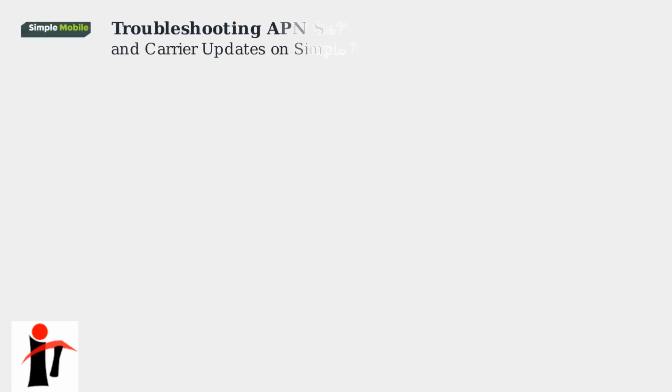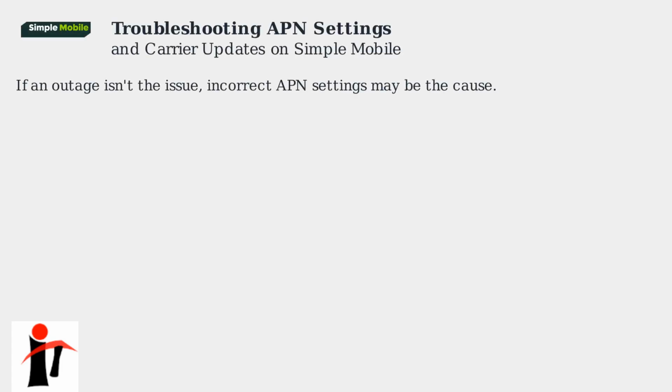If an outage isn't the culprit, incorrect APN settings are a likely cause. APN settings are how your phone connects to Simple Mobile's network for data. These settings vary based on whether Simple Mobile uses Verizon, T-Mobile, or AT&T in your area.